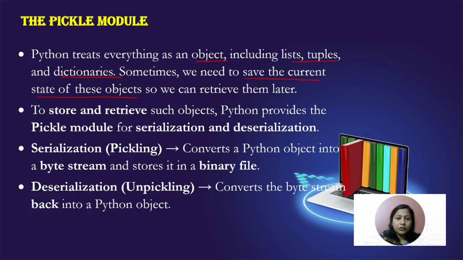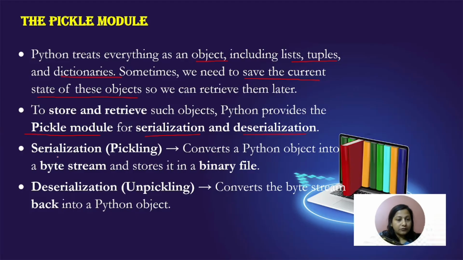So whenever you want, you will retrieve it back, right? And you start playing. Am I clear? What is the meaning of save the current state of this object? Okay, to store and retrieve such objects, Python provides a pickle module. So by using the pickle module, you are going to store and retrieve the data. That is serialization and deserialization.